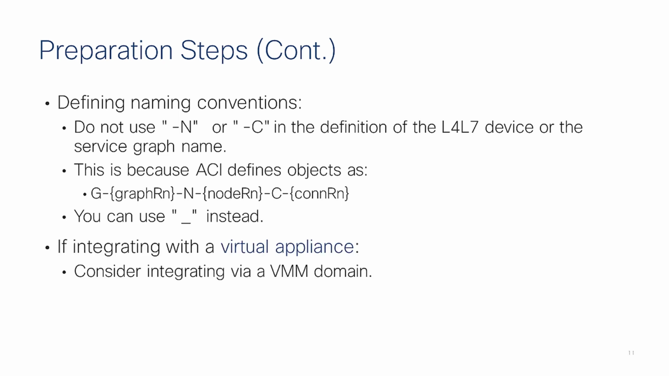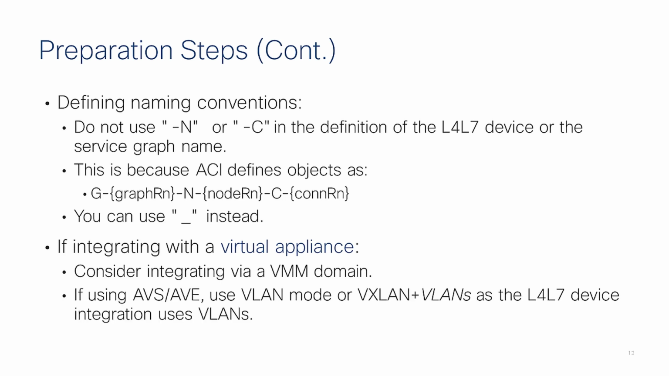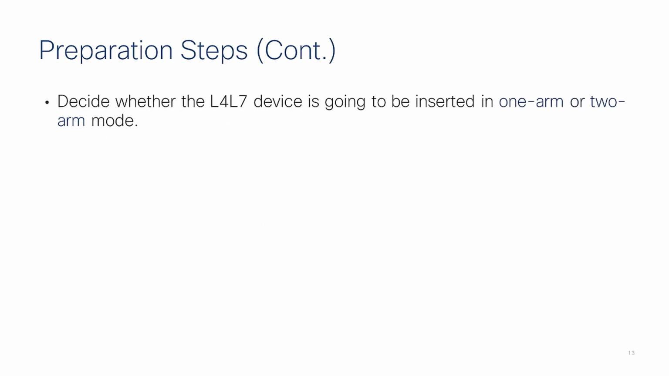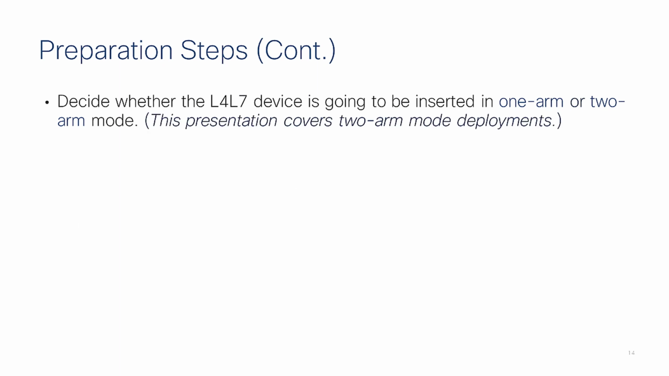If you decide to integrate layer 4, layer 7 by using a virtual appliance, we suggest you consider integrating it via a VMM domain. And then if you're using AVS or AVE, you can choose, of course, VLAN mode. But if you use VXLAN mode, you need to define also a VLAN pool because the interfaces from the service devices use VLANs. Then you need to decide if you want to use a layer 4, layer 7 device in 1-arm mode or 2-arms mode. This presentation focuses on the insertion of a device in 2-arms mode.